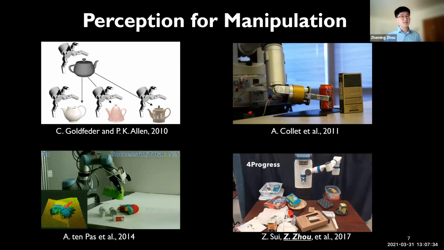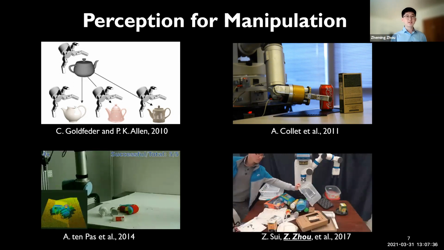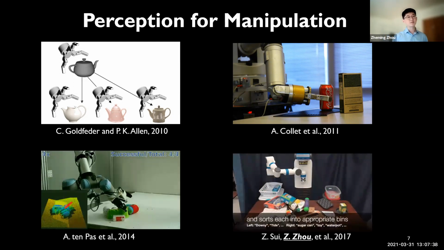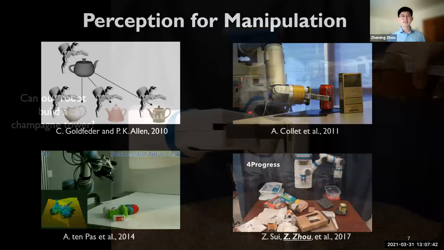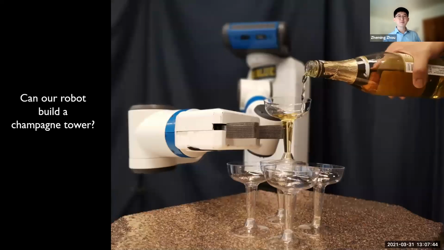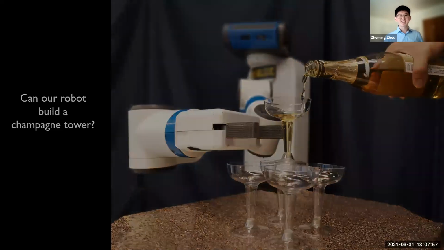However, RGBD perception for manipulation is still not able to handle a lot of scenarios in our real lives. For instance, if you get a home assistant robot and ask your robot to serve drinks for you, or even more, to build a champagne tower for you, can our robot with RGBD perception do that? I'm afraid that is really, really difficult.